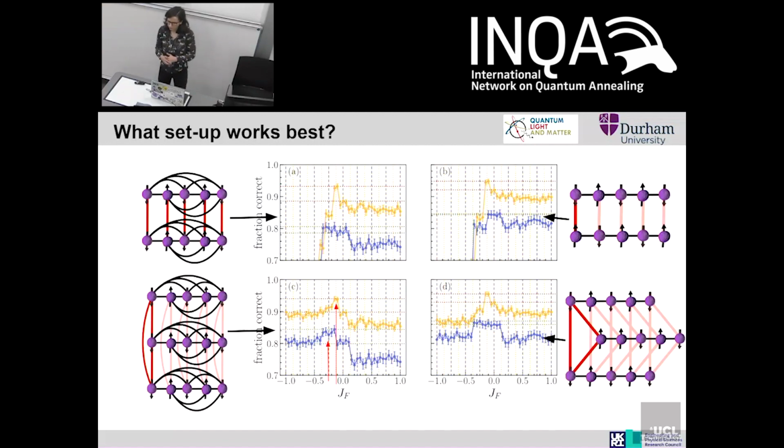So that's what we checked. We haven't done any errors on the driver Hamiltonian, if that's what you mean. We just put errors on the target Hamiltonian. Okay, I see.